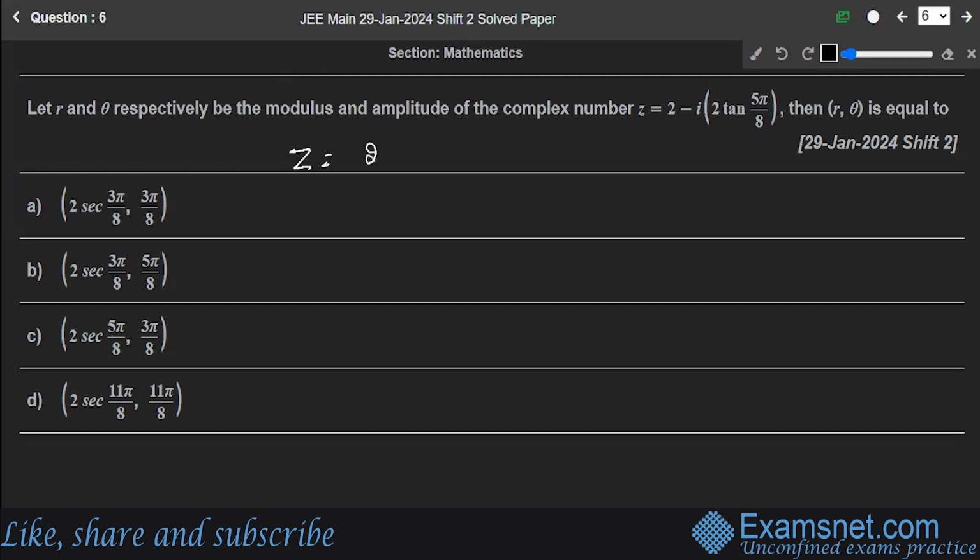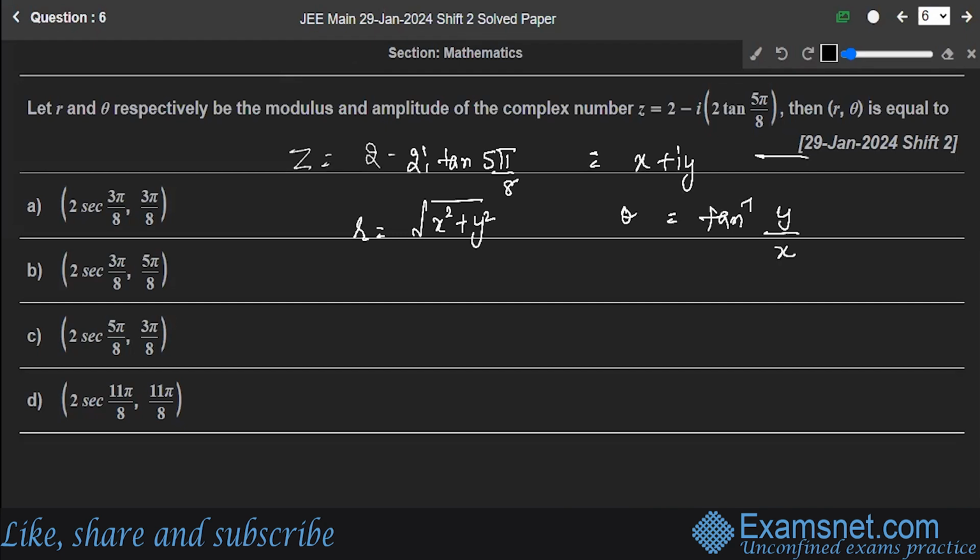This is your z given by 2 minus 2 iota tangent 5 pi by 8. I can write it like if I compare it with the general equation, let's say z is equal to x plus iota y, let's say that. So from here, you know the value of r is given by root of x squared plus y squared and theta is equal to tangent inverse y upon x.